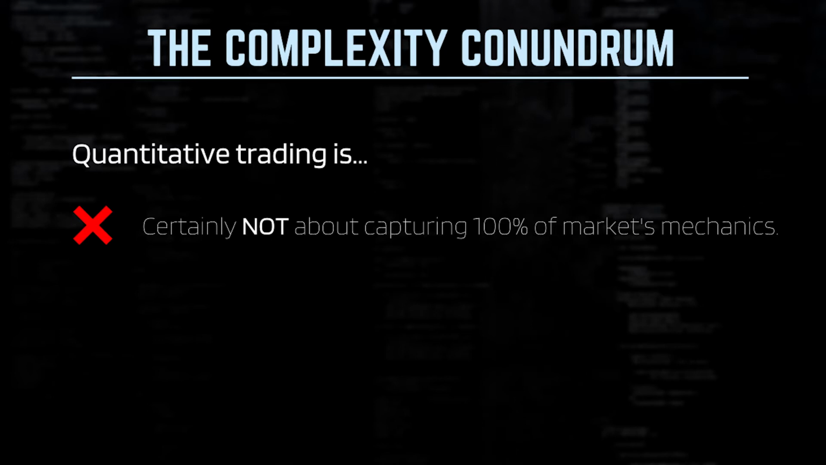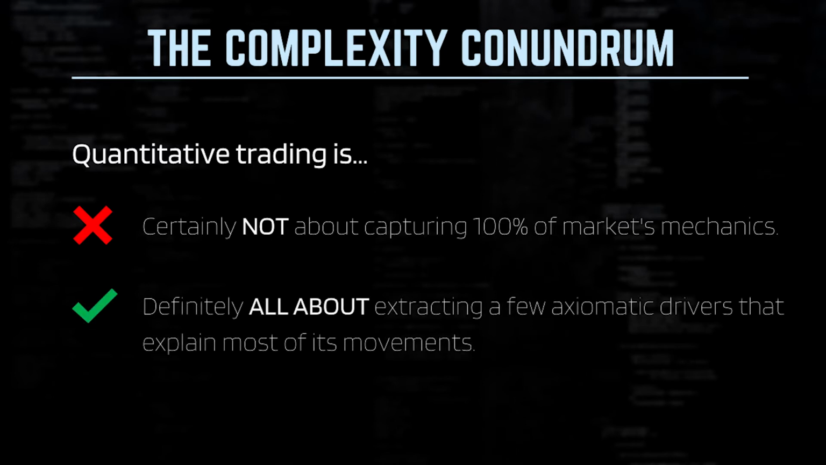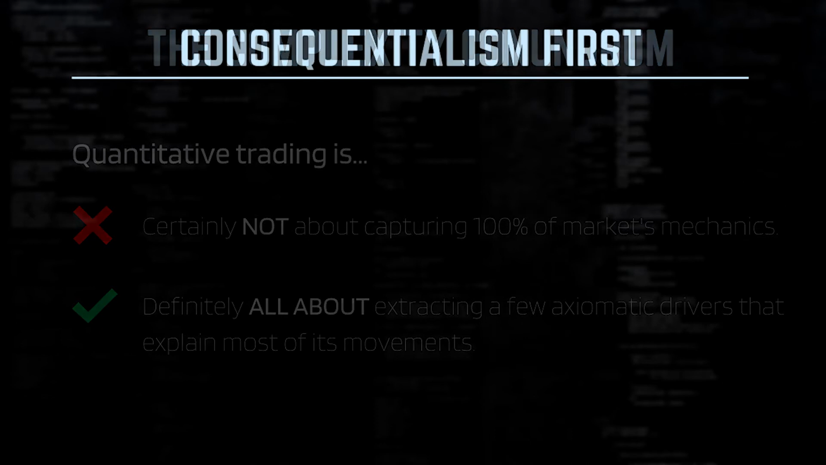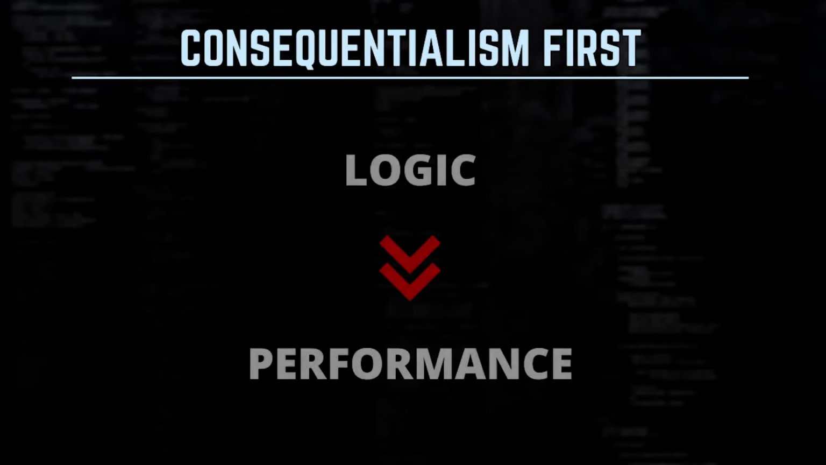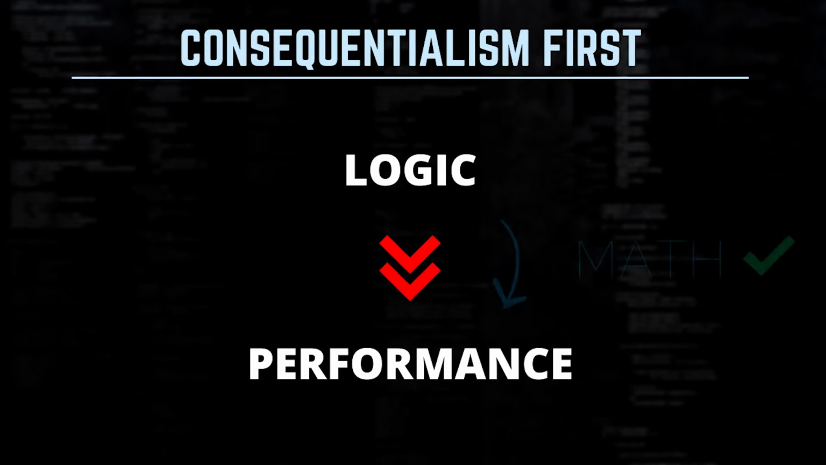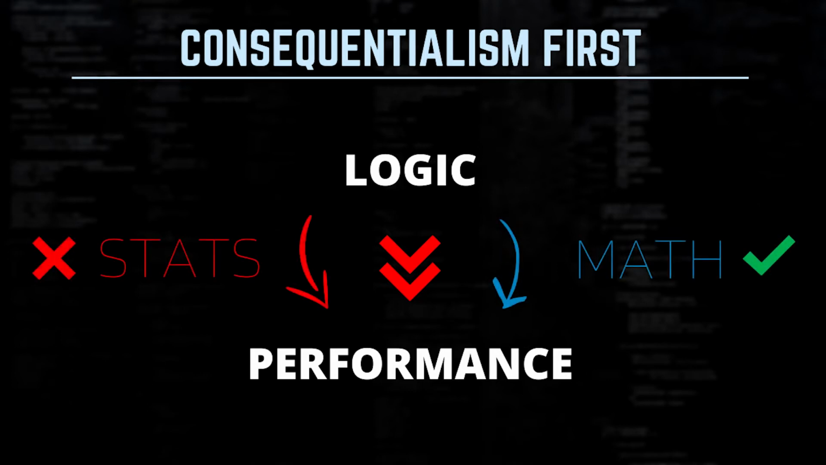But at the very least, is it really such an impossible endeavor to condense into a handful of drivers that explain most of it? Actually, maybe not. The consequential relationship between logic and performance cannot and should not be dissociated if you want your model to make sense. And when I'm talking about making sense, what I mean here is making sense from a mathematical standpoint, not just from a statistical one.